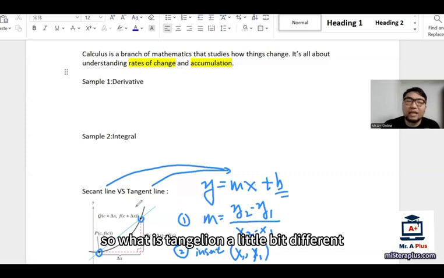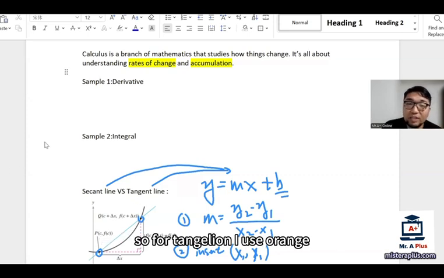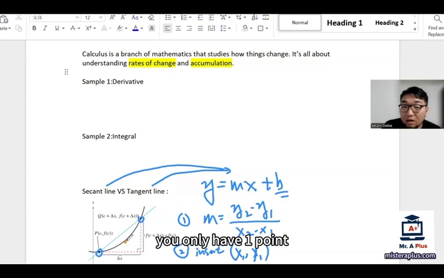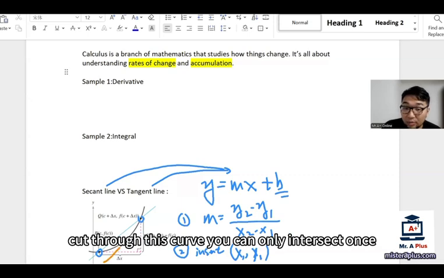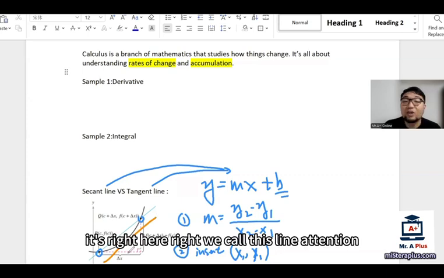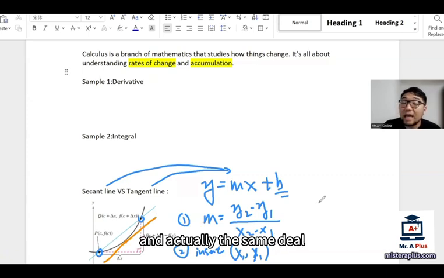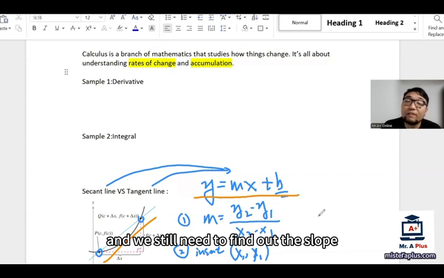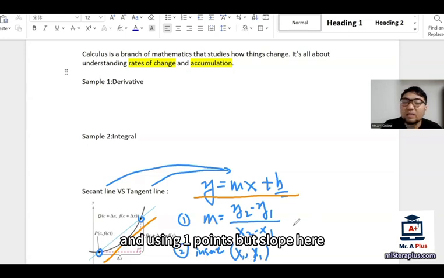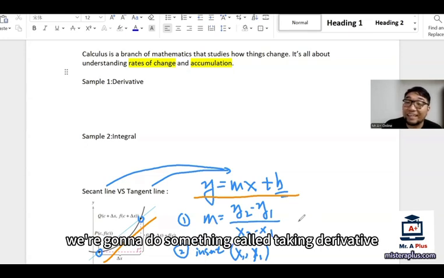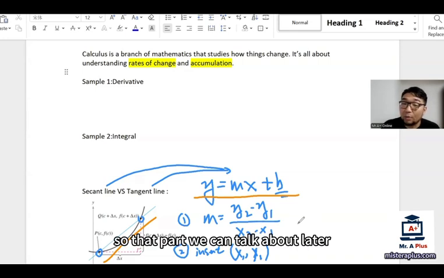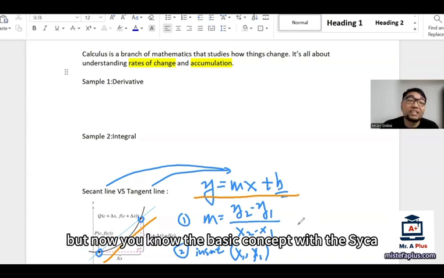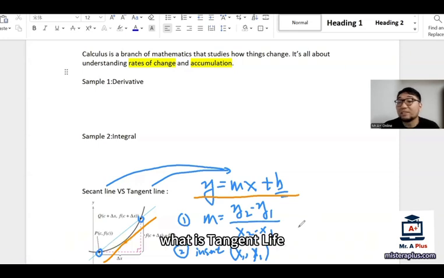So what is a tangent line? A little bit different. For the tangent line, I use orange. You only have 1 point where the line touches this curve. You can only intersect once. It's right here. We call this line a tangent line. And actually it's the same deal. Eventually you still get this equation, and we still need to find the slope and use 1 point. But for the slope here, we're going to do something called taking the derivative. That part we can talk about later. But now you know the basic concept: what is a secant line, what is a tangent line.